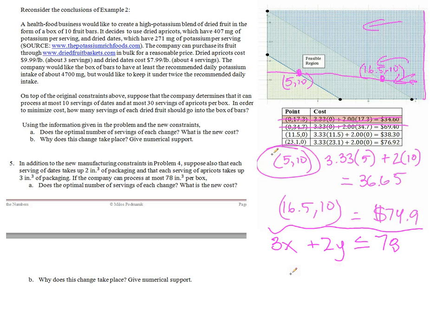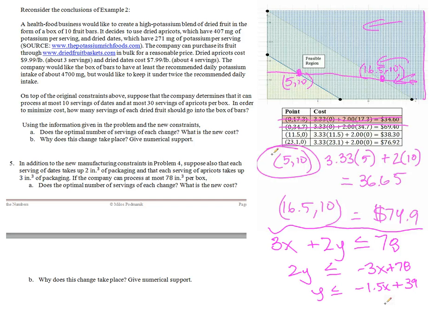So what's that going to look like as a constraint? Well, we'll have 2y is less than or equal to negative 3x plus 78. And we have y is less than or equal to negative 3 halves, which is 1.5x, plus 78 divided by 2, which will be 39, I believe. And so now we can plot that.